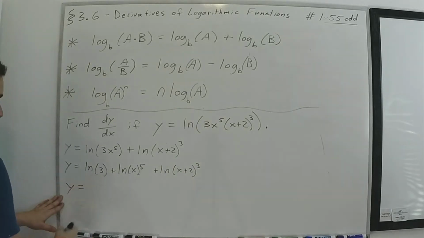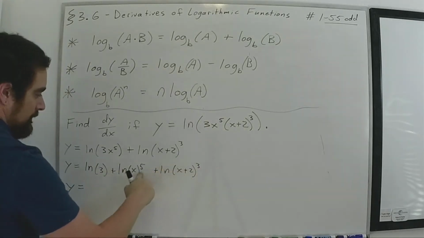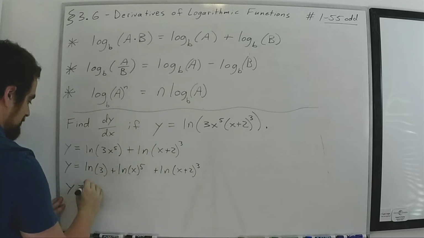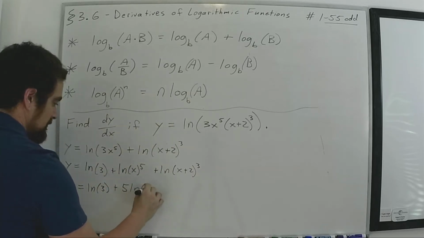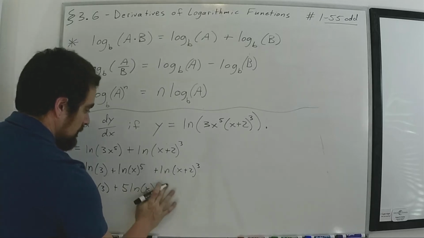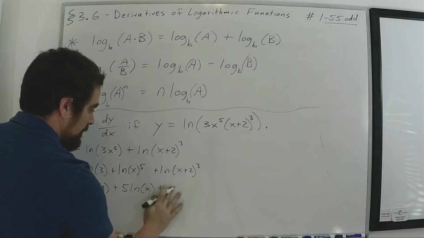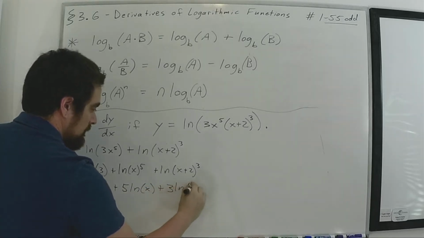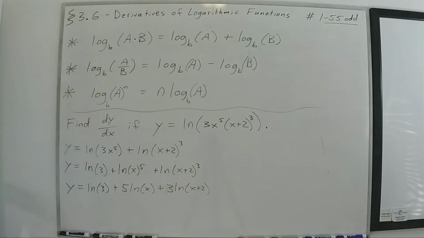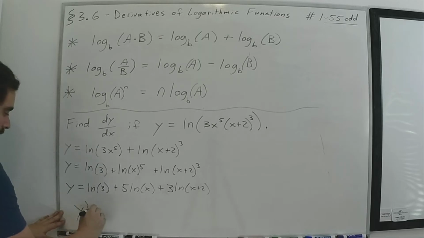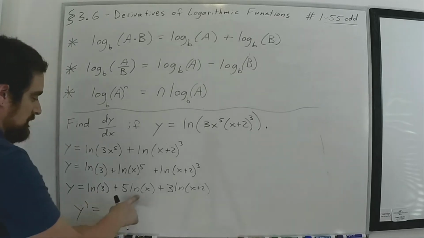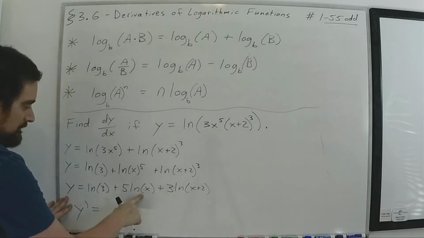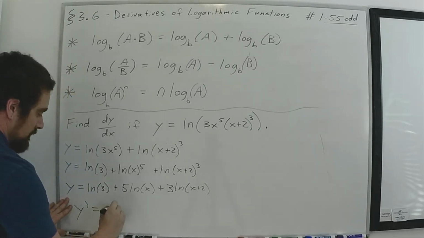I can break it up a little bit further by bringing those powers down using this third property for logs. Again, I'm not finding the derivative, I'm simply playing with the algebra so that when I do take the derivative, it'll be nothing but nice stuff. Derivative of a constant is 0, so natural log of 3, since it's just a number, when I differentiate it I get 0. Derivative of log of x is 1 over x, but I just have a multiple of 5 there.